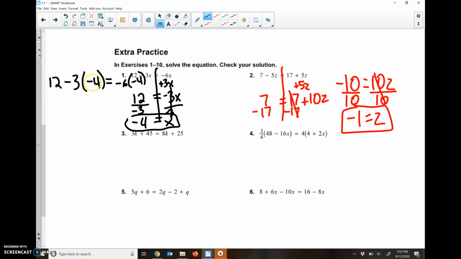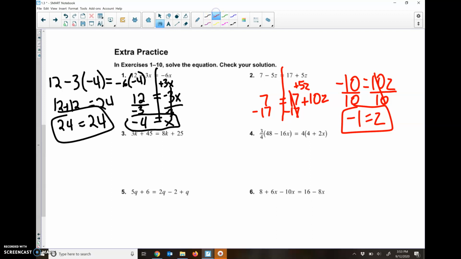So negative 3 times negative 4 is positive 12. So on this side, I have 12 plus 12, so 24. This side, I have negative 6 times negative 4, which is 24. So I did it right. 24 equals 24. That's true. If it was something like 24 equals 16 or something, then we know that wouldn't be right.